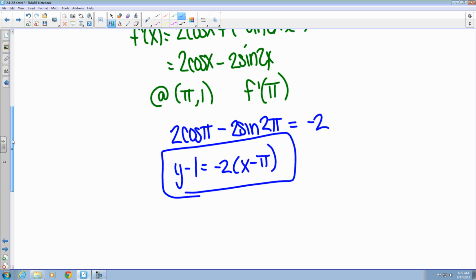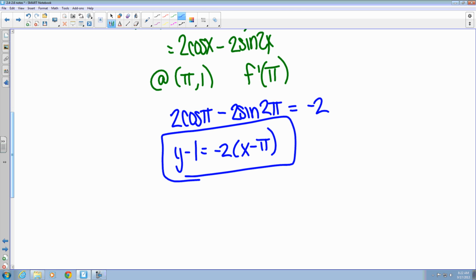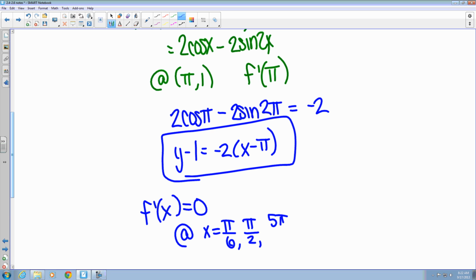Now we're trying to see where we have horizontal tangents. So we want to know now when f prime of x is equal to 0, because that would give us our horizontal tangents. And if we graph that, that occurs at pi over 6, pi over 2, 5 pi over 6, and 3 pi over 2.